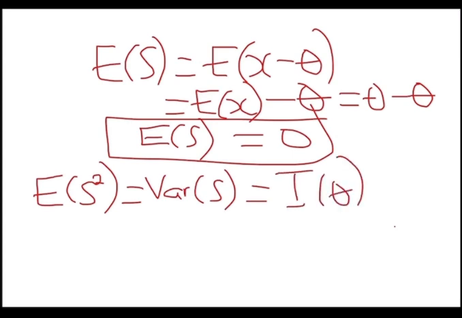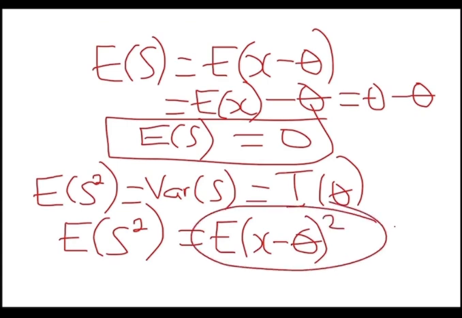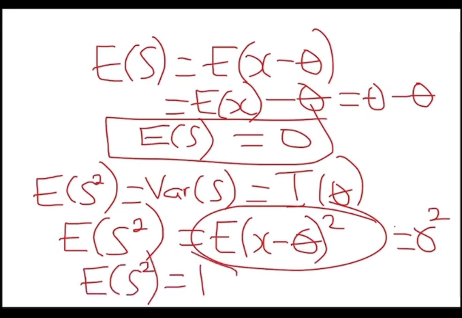Now if I actually want to do that, what I'm going to do is find the expectation of s squared, and don't forget, I've already found the score function to be x minus theta. So I'm just going to do x minus theta all squared. And what is that? Expectation of a random variable minus theta all squared is the variance. And the variance given in this problem is 1. So expectation of s squared equals 1. That is how to get our Fisher information.